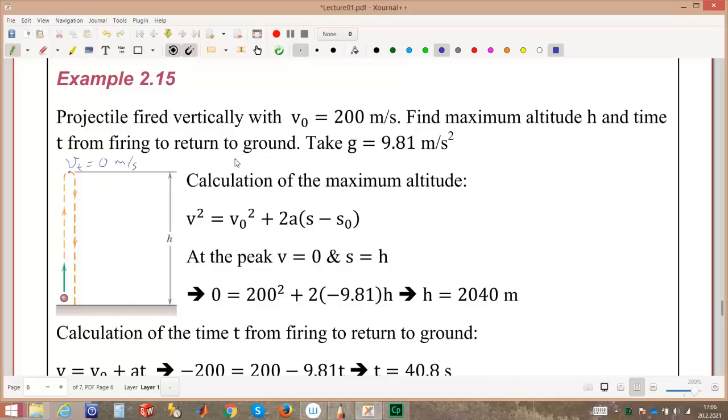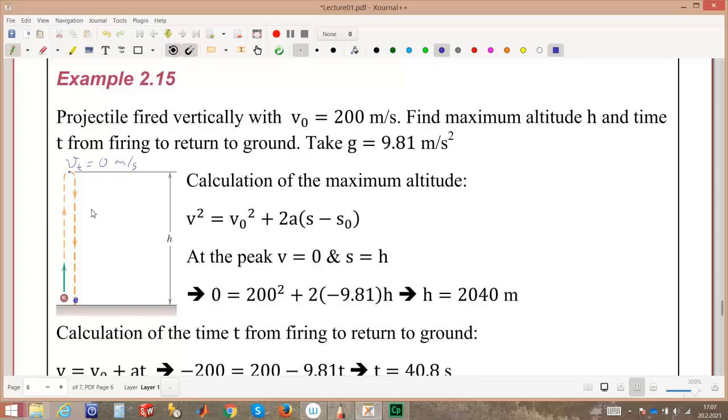And we are asked to find the maximum altitude h, where it will have this 0 velocity, and the time t from firing to the return to the ground. So starting from this initial condition to the final condition, what will be the time in this total motion of this projectile? And we are given that the gravitational acceleration is 9.81 meters per second squared.